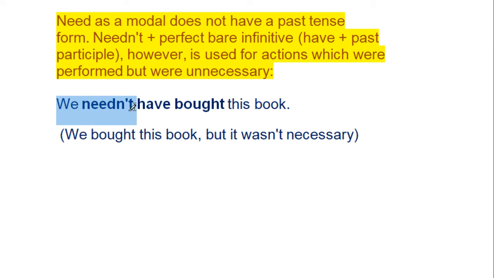We need not have bought this book. This sentence means we bought this book but it was not necessary.